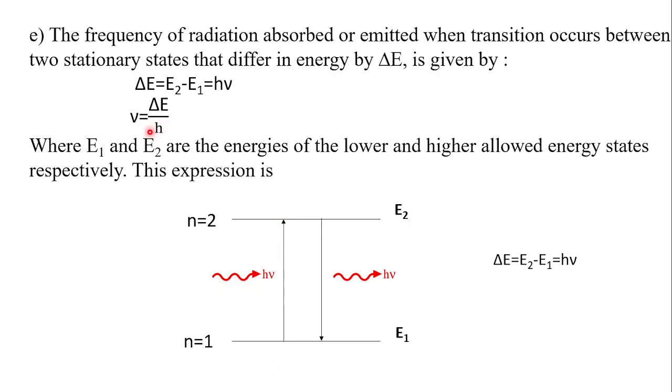Planck's constant we know, so we can calculate the frequency of the absorbed radiation. Similarly, when the electron jumps from n equal to 2 orbit to n equal to 1 orbit, when the electron moves from higher energy to lower energy, then it will emit some radiation.